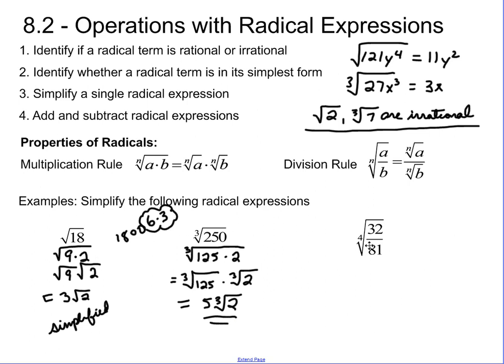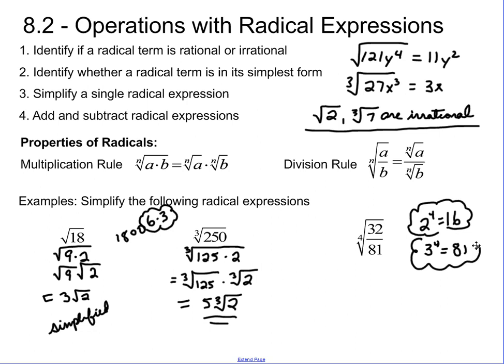Okay, how about this one? The fourth root of 32 over 81. Well, what fourth power numbers do we know? We know that 2 to the fourth would be 16, and 16 is a factor of 32, so that's actually useful. And 81, let's see, 3 to the fourth, yes, that's 81 as well.